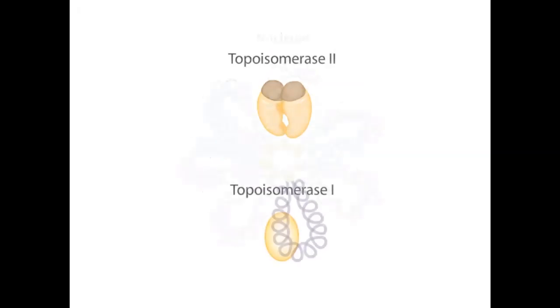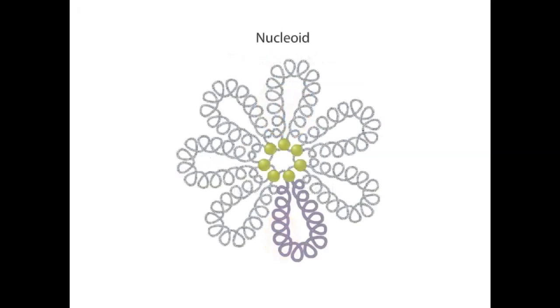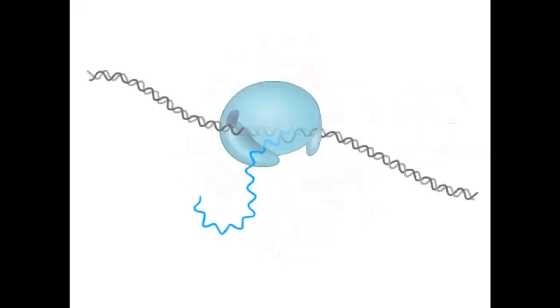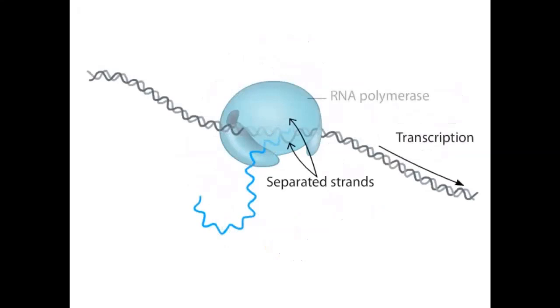The nucleoids of bacteria and most archaea, as well as the nuclear DNA of eukaryotes, are kept negatively supercoiled. Because the DNA is underwound, the 2 strands of negatively supercoiled DNA are easier to separate than positively supercoiled DNA, which is important for transcription enzymes like RNA polymerase that must separate strands of DNA to make RNA.